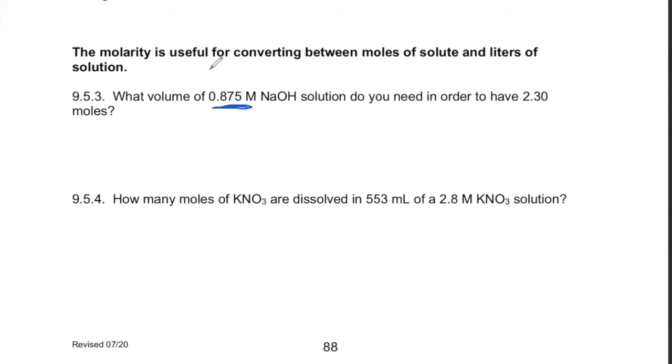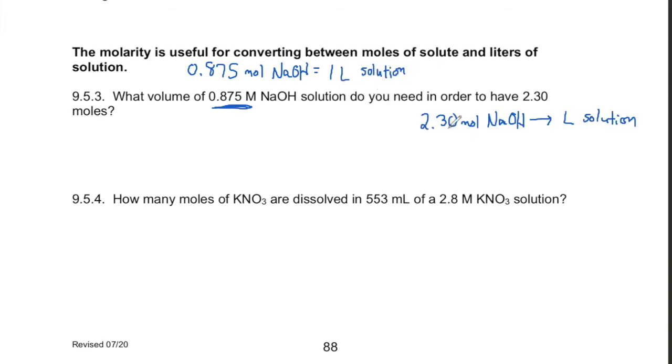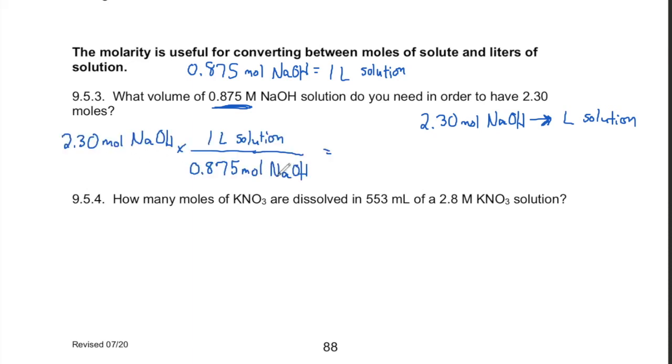If you are given the molarity, remember that is your relationship between the solute and the solution. So that can be used as a conversion factor. What this is telling us is that there are 0.875 moles of sodium hydroxide in 1 liter of solution. And what we want to do here in this problem is convert our 2.30 moles of sodium hydroxide into liters of solution. We want to know how many liters of solution correspond to 2.30 moles. So when we write this relationship as a conversion factor, we should have the moles of sodium hydroxide in the denominator, so that can cancel. So we will need 2.63 liters of solution, 2.63 liters of our sodium hydroxide solution.